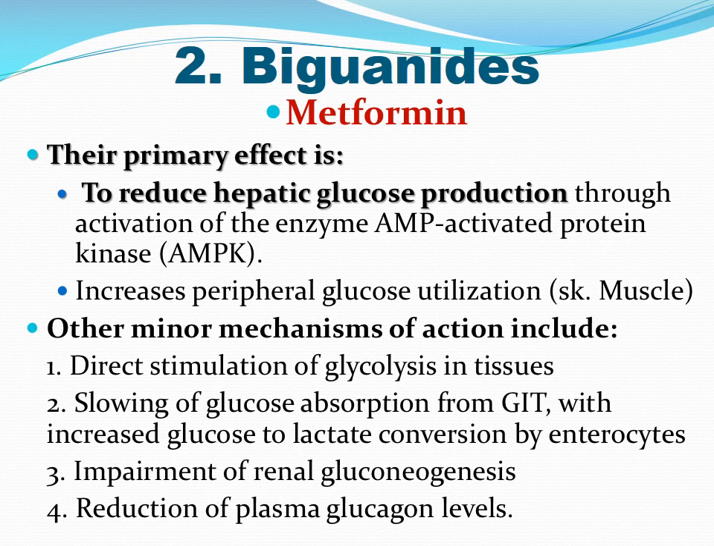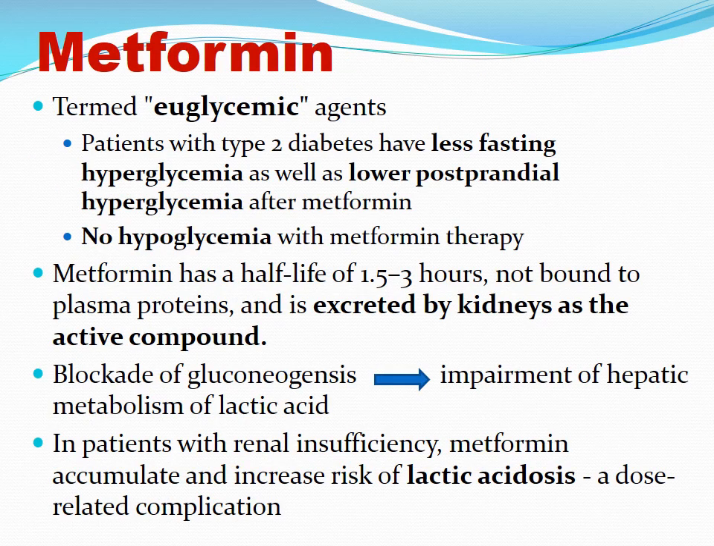Other minor mechanisms of action include direct stimulation of glycolysis in tissues and the use of glucose, slowing of glucose absorption from the gastrointestinal tract, with increased conversion of glucose to lactate, impairment of renal gluconeogenesis, and reduction of plasma glucagon level. But the main mechanism is primarily to reduce hepatic glucose production from the liver.